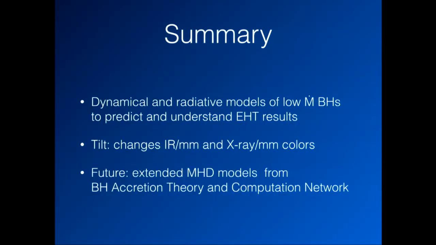Okay, so I have a habit of getting ahead of myself in talks. So this is the summary. The first point is that we've built dynamical and radiative models of low accretion rate black holes, motivated largely by a desire to anticipate Event Horizon Telescope results. And I think one of the most useful features of the numerical models is going to be that they will help us understand the effects of time variability of the galactic center source on Event Horizon Telescope imaging.